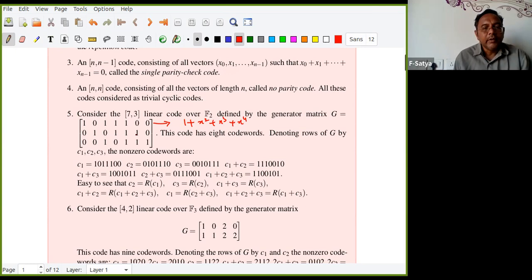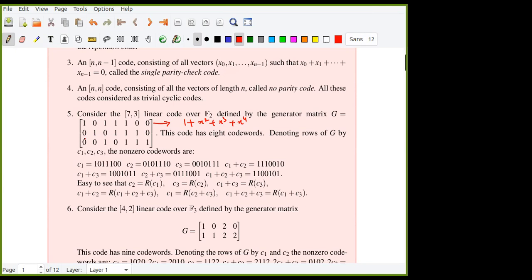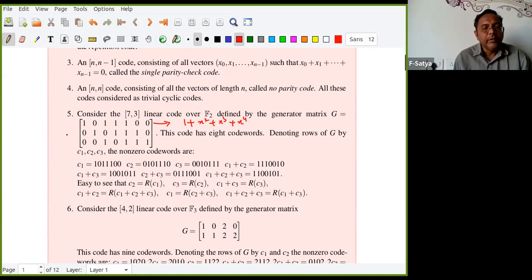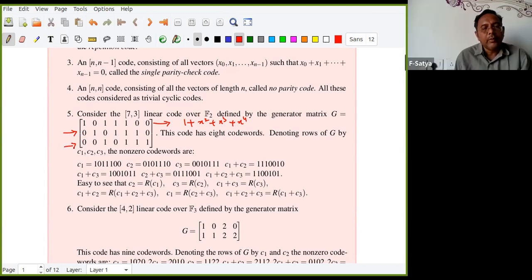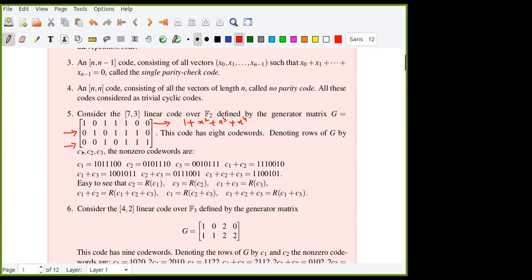Look at this one. Can you see something? Is it coming from the first row? Are you able to see the second row coming from the first row? Yeah, it is a shift. It is a shift, right? What about the last row? Again, a shift. This is a shift, right?